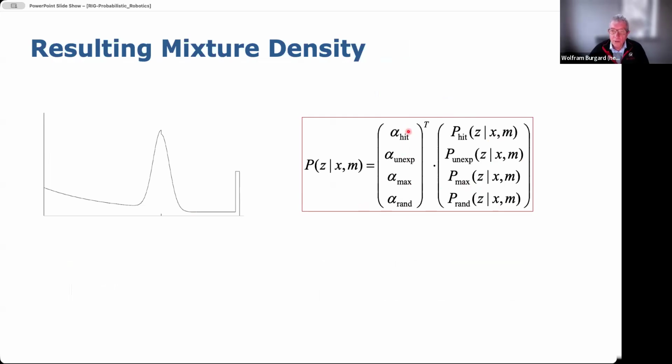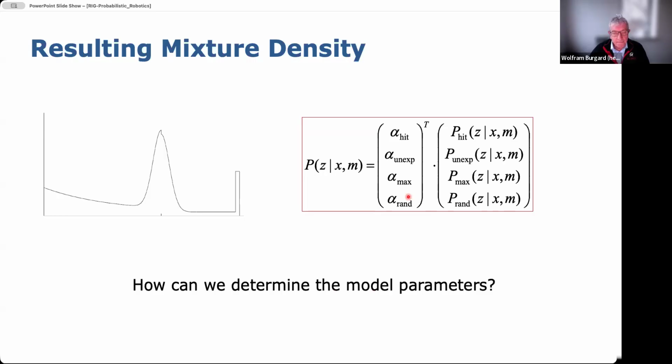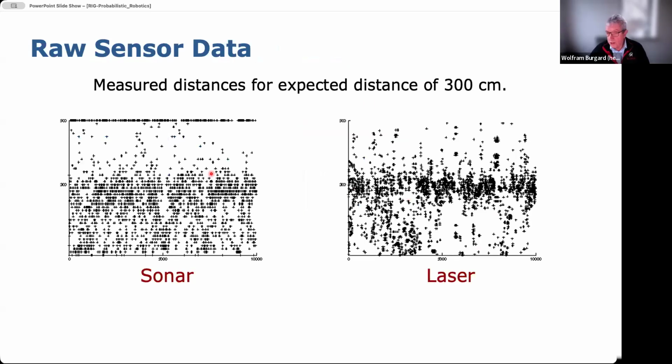Key question is, how do we get these scaling parameters? And this is actually also very interesting. You can basically use statistics, right? So you take your robot into your environment for which you have a map. And let's assume you're already able to perform localization. Then you can look into exactly this distribution, right? Let's assume the expected distance to an object is 3 meters. Which distances do I actually measure?